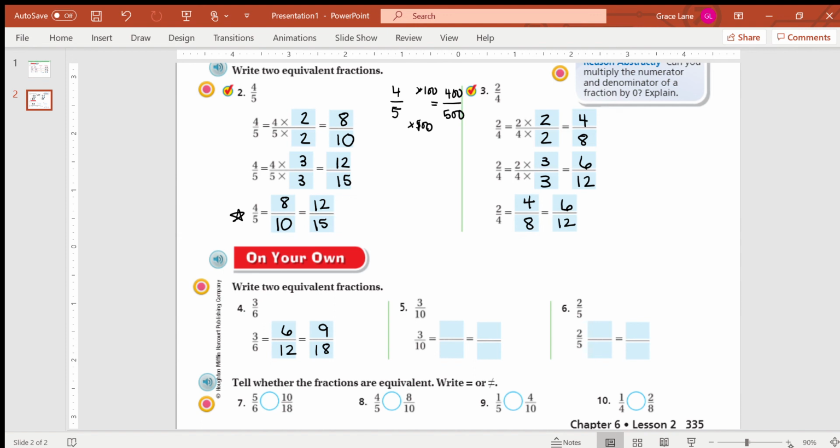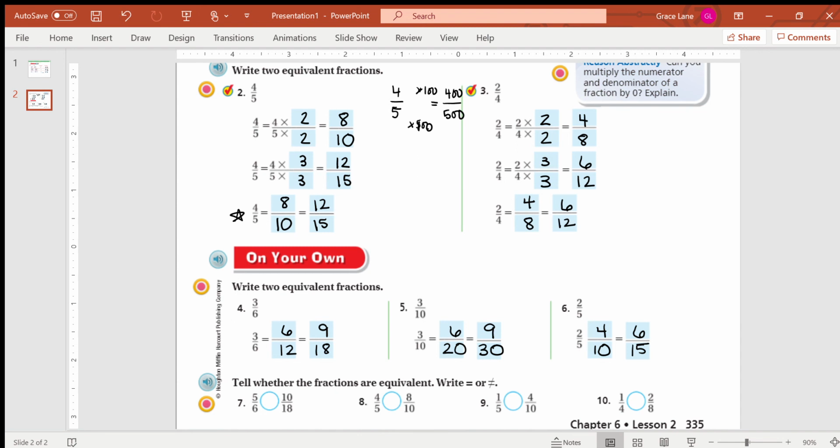3/10, if I do times 2, 3 times 2 is 6. 10 times 2 is 20. Now if I start over and do times 3, 3 times 3 is 9. 10 times 3 is 30. And then number 6, I'll do times 2 and times 3 again. 2 times 2 is 4. 5 times 2 is 10. And then I'm going to use 2/5 again to do times 3. 2 times 3 is 6. 5 times 3 is 15.